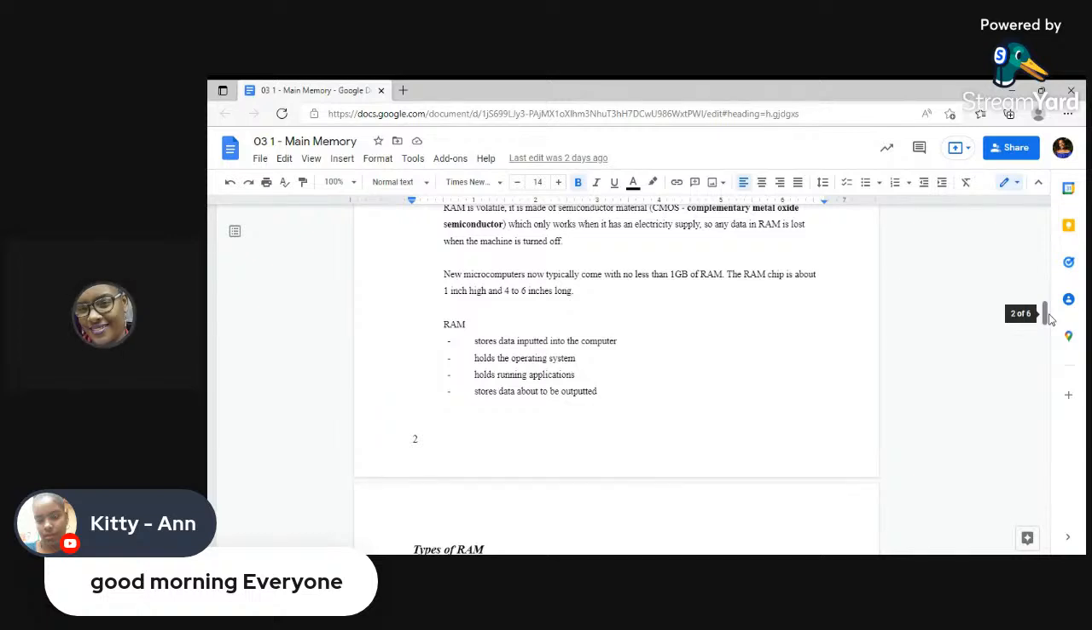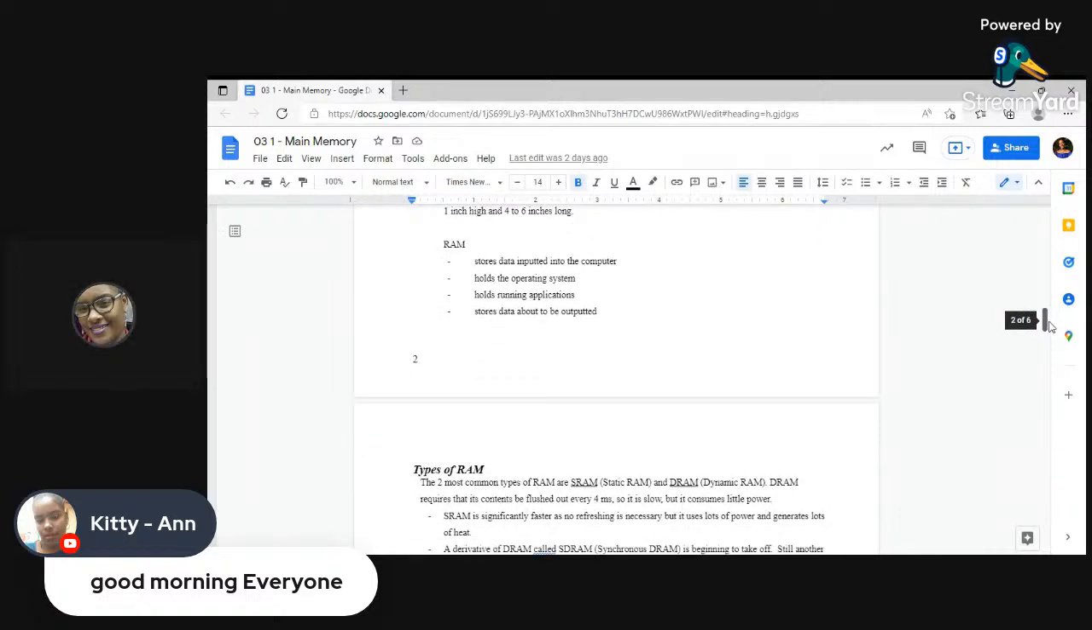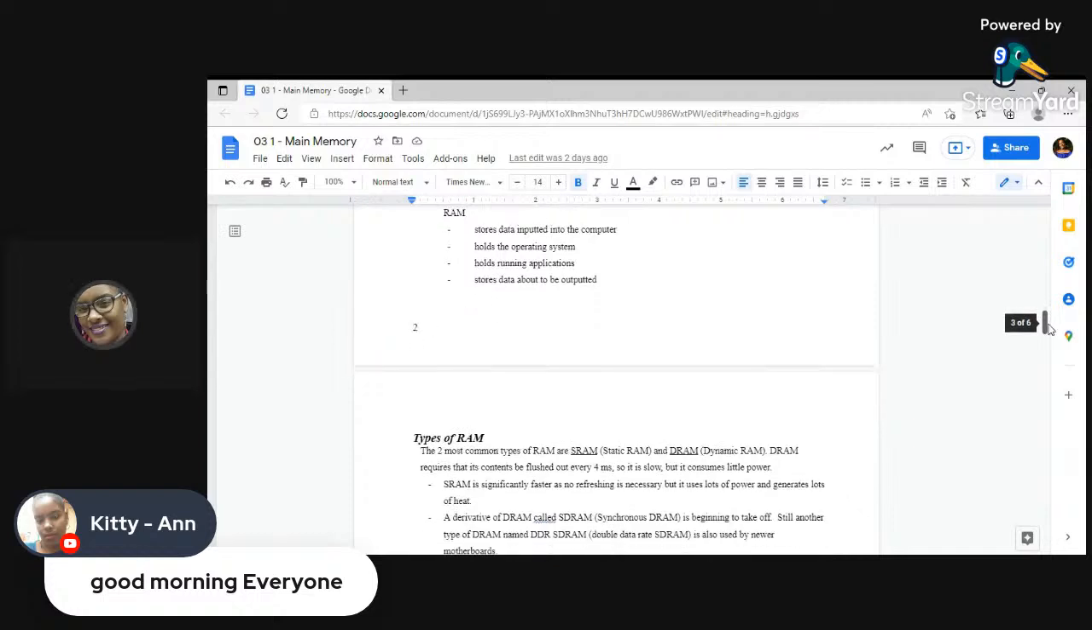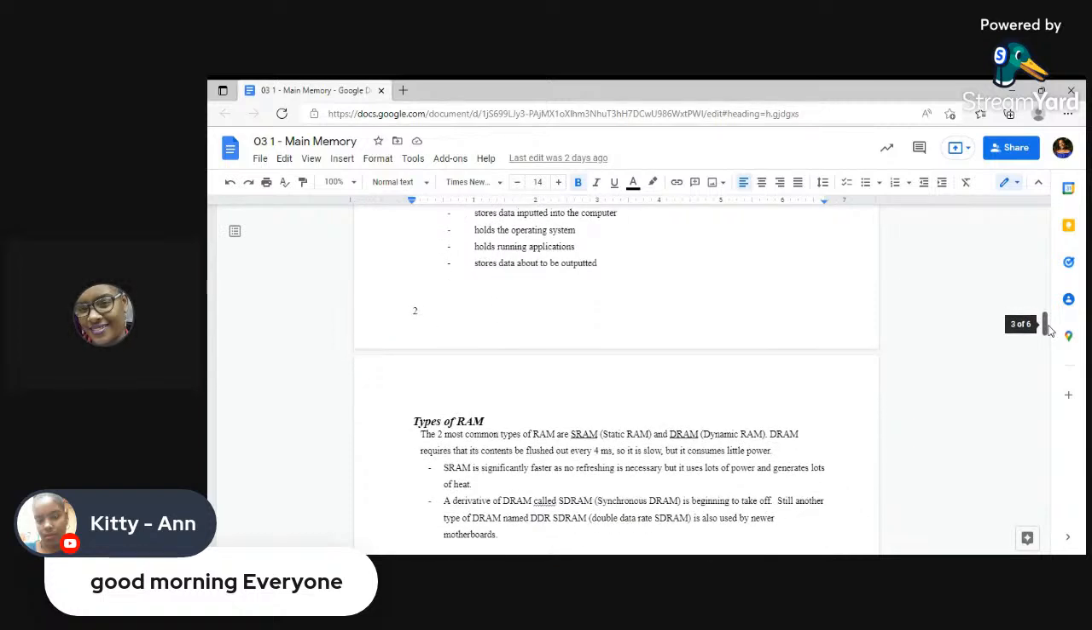But the difference between a Word document that is opened and the operating system is that if you lose electricity, nothing happens to the operating system. But if you are working on the Word document and there is no electricity, whatever changes were made before would all be lost. So it stores data inputted into the computer, holds the operating system, and any application that is running.